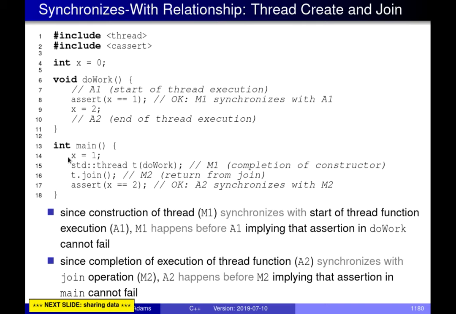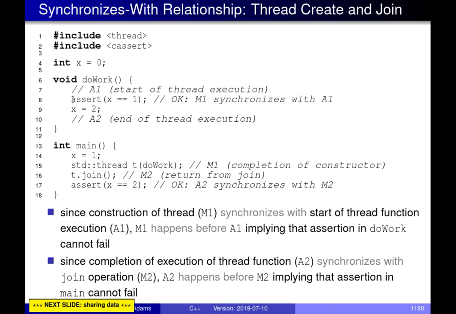Then inside main, we're assigning 1 to X. Then we create a thread, which is going to be executing the function doWork from up above. Then we join with the thread, and intermixed with this code, we have a bunch of assertions that we're executing. So I want to look at each one of these assertions and explain why they can't fail. In other words, why the code is guaranteed to have the behavior that neither assertion can fail.